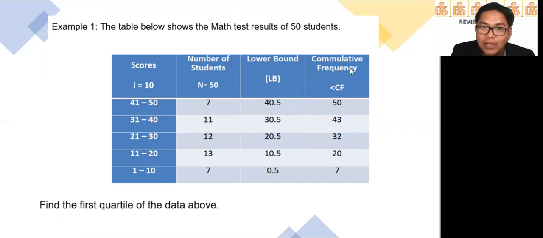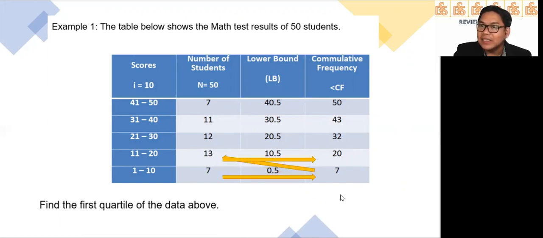And you will notice here we have what we call cumulative frequency. Cumulative frequency is based on the frequency. So how did we get 7? The first score is 7. How about 20? That is the sum of 7 and 13. If you add 7 and 13, you will get 20. Then 20 plus 12, you will get 32. 32 plus 11, you will get 43. And 43 plus 7, you will get 50.